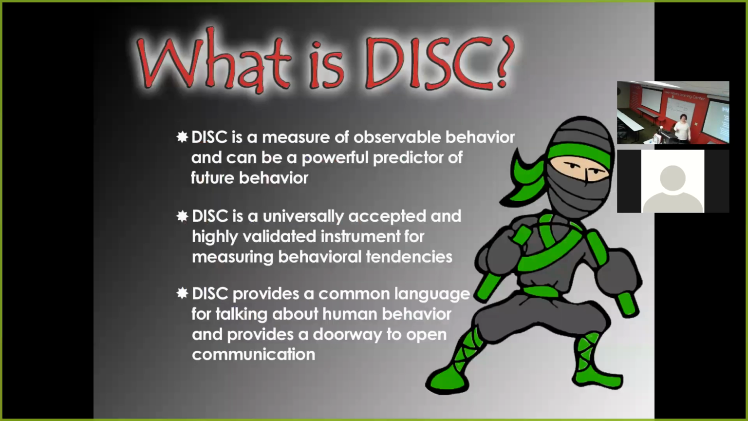Okay, so what is DISC? DISC is a measure of observable behavior, and it can actually be a predictor of future behavior. Because if I know Hallie is a high S, and I know how high S's like to work, I can almost predict what she's going to do in a certain situation. Not because I have mind control, but I do.